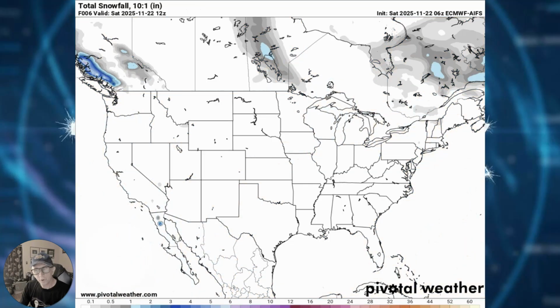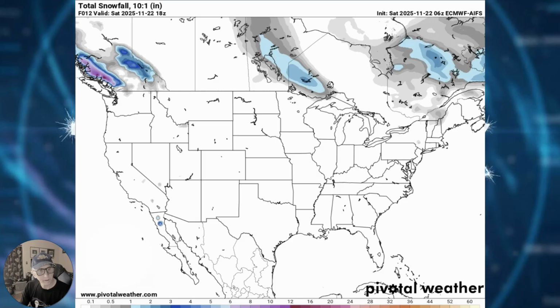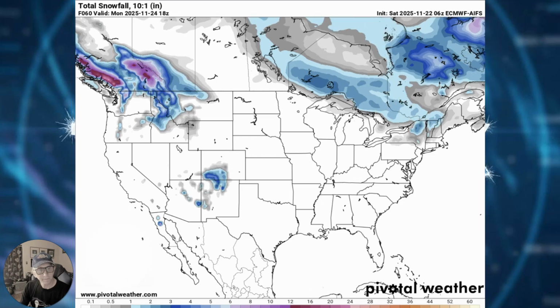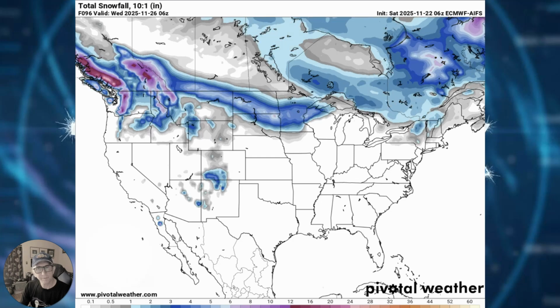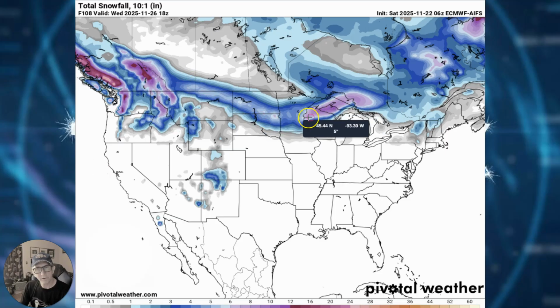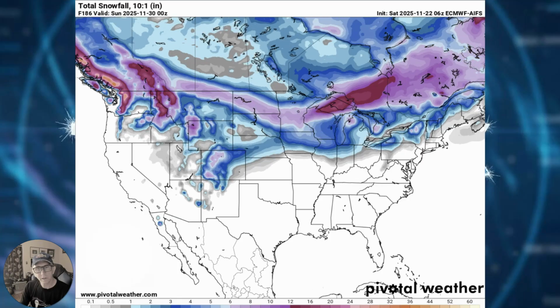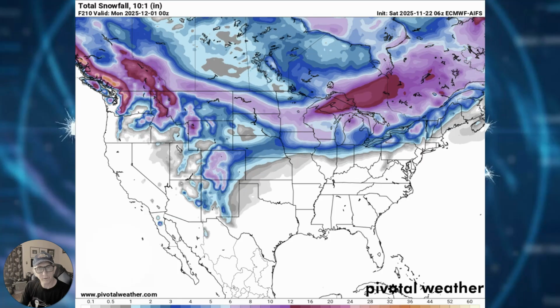So we all want to know what the models think the snowfall is going to be, right? This is total snowfall. All right. Model total snowfall through the short term. See where the boundary is here. This is total accumulation, 10 to 1. All right.